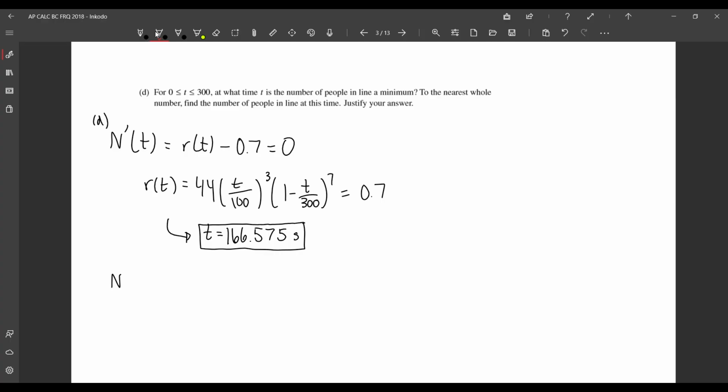So the first way I could think is to check the second derivative. The second derivative is just going to be the derivative of r of t. Well, there is a numerical derivative, so I'm just going to slap that formula in, I'm just going to slap r of t in.